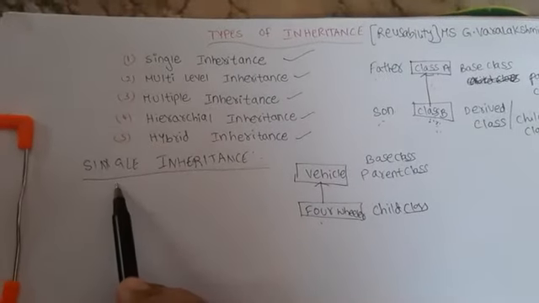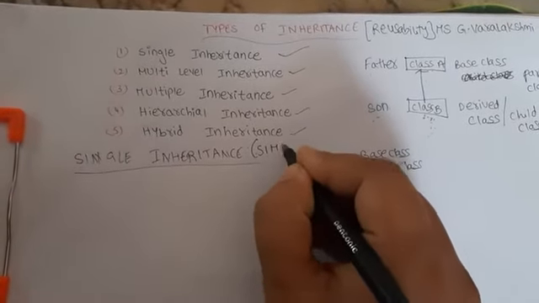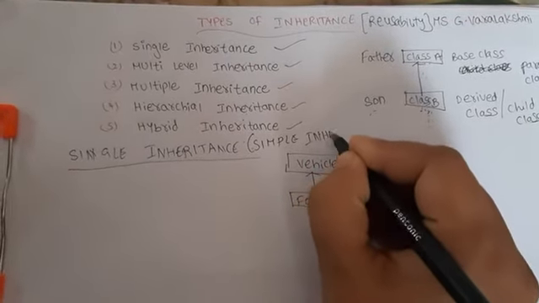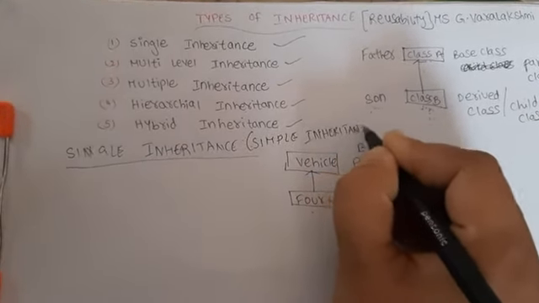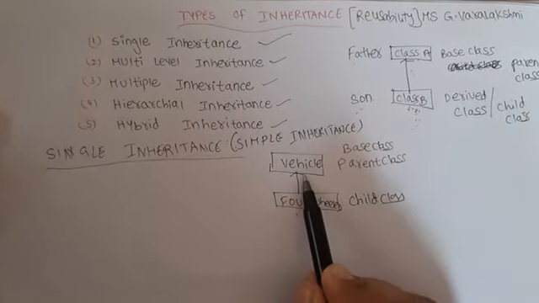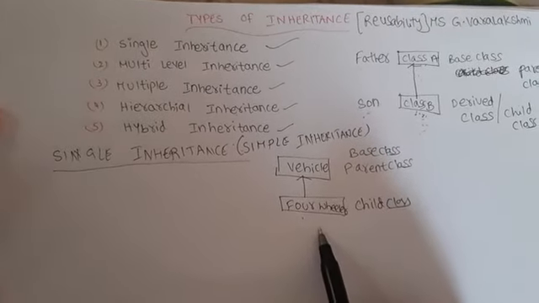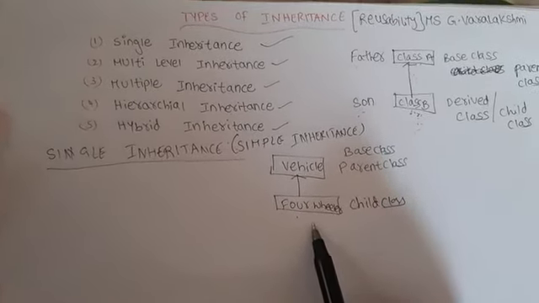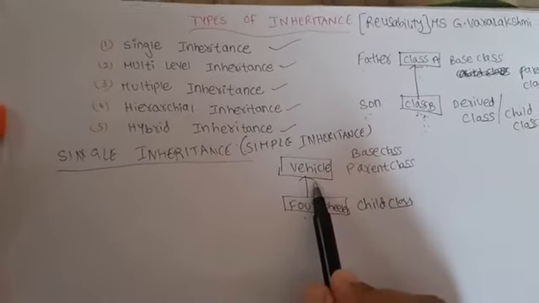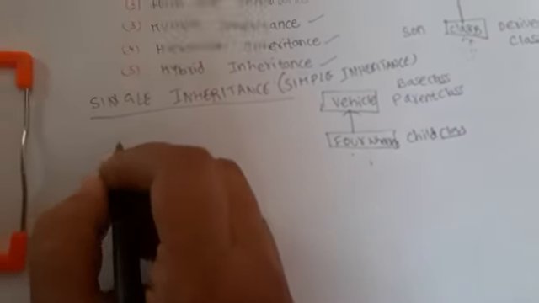Now let us see single inheritance, which is also called simple inheritance. Let us see an example. Here I am taking a vehicle as a parent class or base class, and the child class as a four wheeler. Here the child class four wheeler is taking all the properties used in the vehicle class. Let us see programmatically how to write a program for single inheritance.